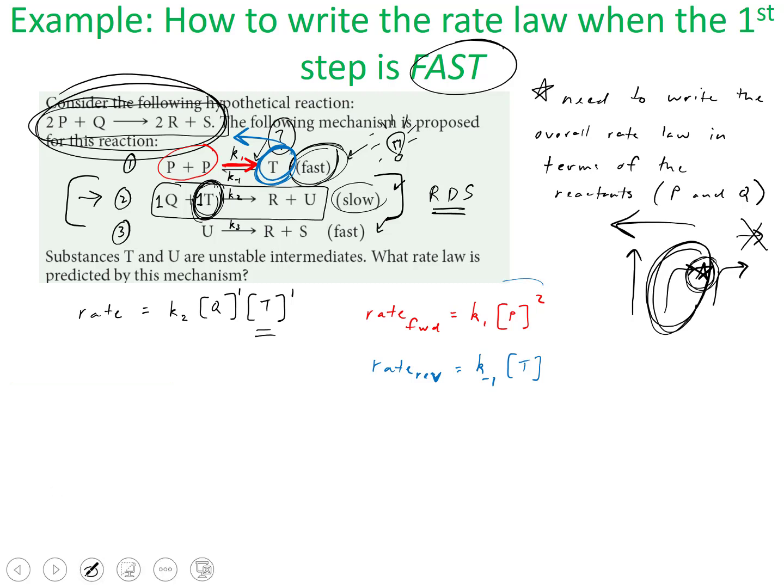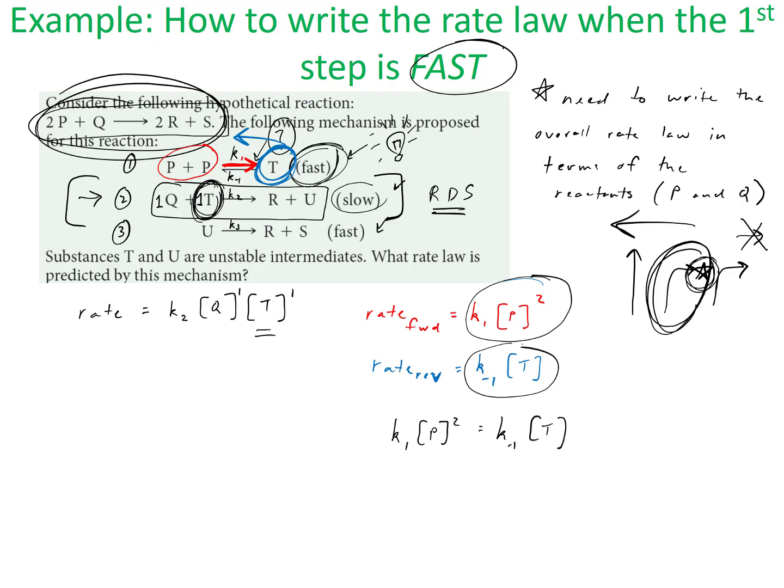Let me switch back to black here for a second. So we're going to say this is actually equal to this. We're going to write K1 P squared equals K negative 1 times T, the concentration of T. And notice that the whole reason we're doing this is to eliminate T from our overall rate law.